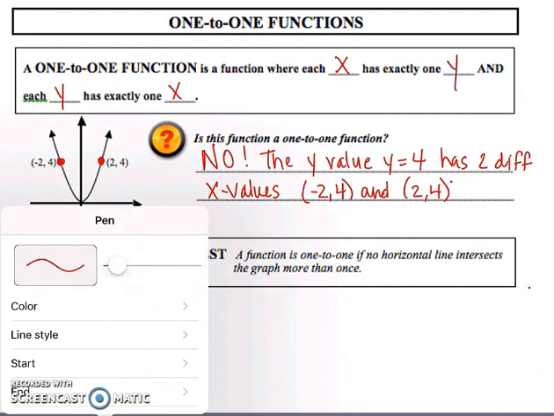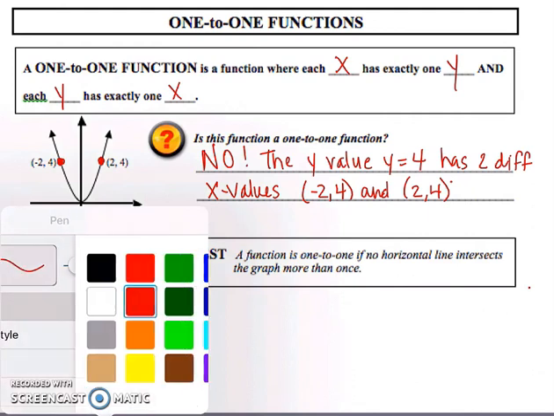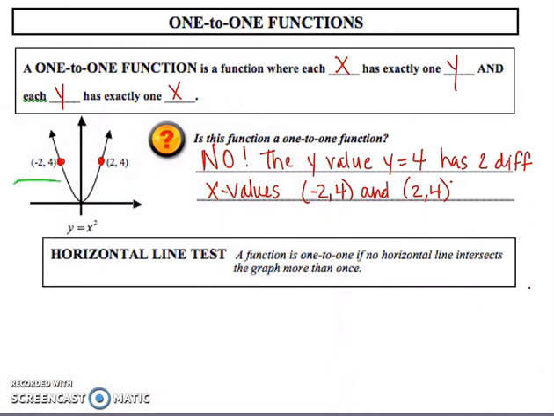Well, if we look at this picture now and we think about the horizontal line test, obviously if we draw a horizontal line, it's going to intersect our graph in more than one place. So we could say that this particular graph fails the horizontal line test, which means it is not one-to-one.